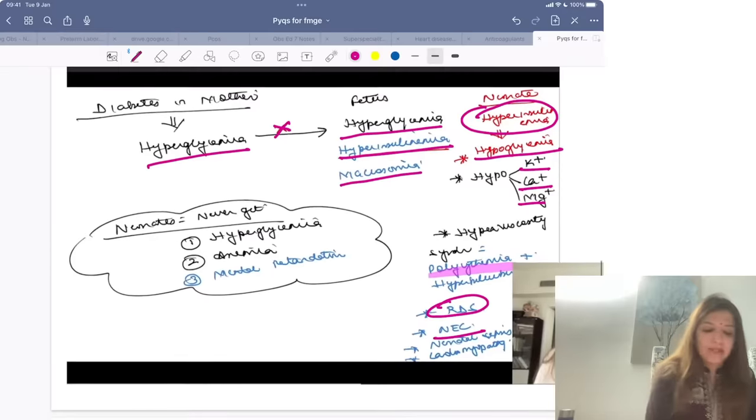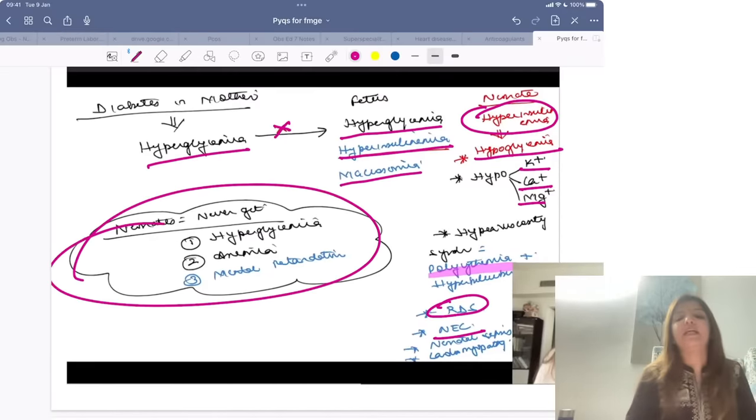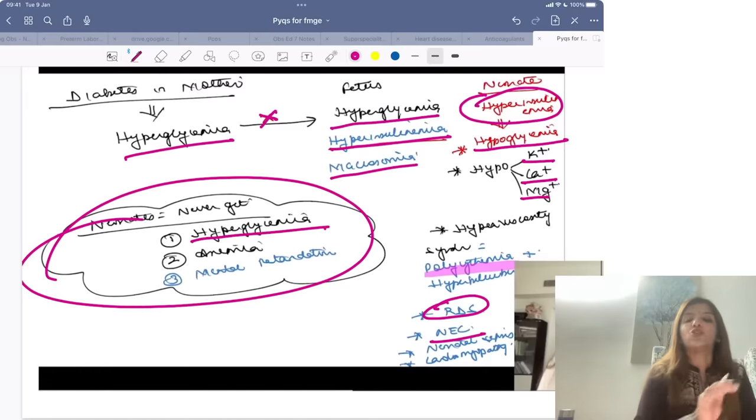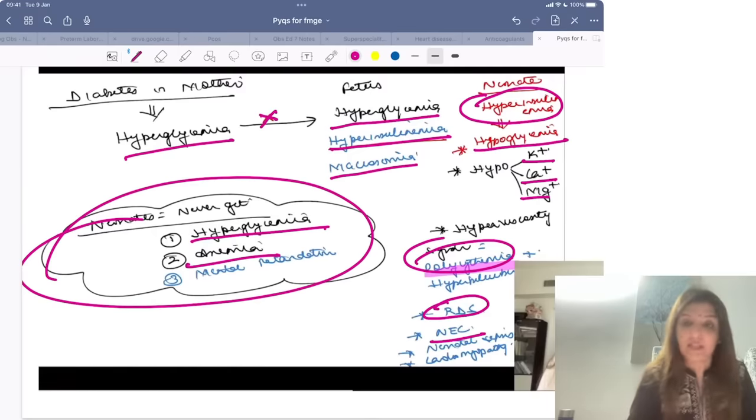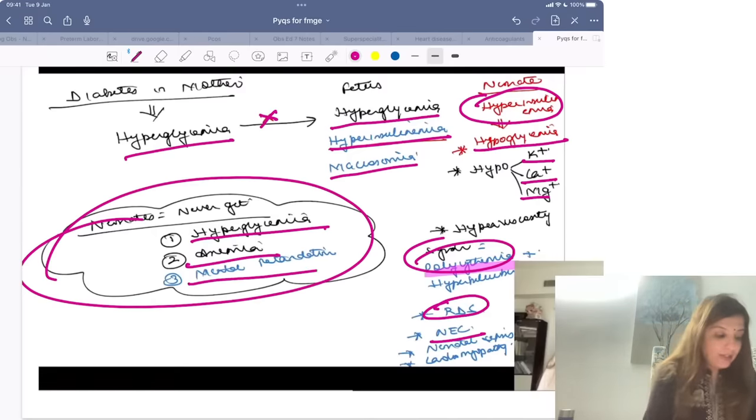Right? Now, the complications which are never seen in babies of diabetic mother. In babies of diabetic mother, you will never have hyperglycemia. You will never have anemia. They have polycythemia, they never have anemia. And no mental retardation. Right?